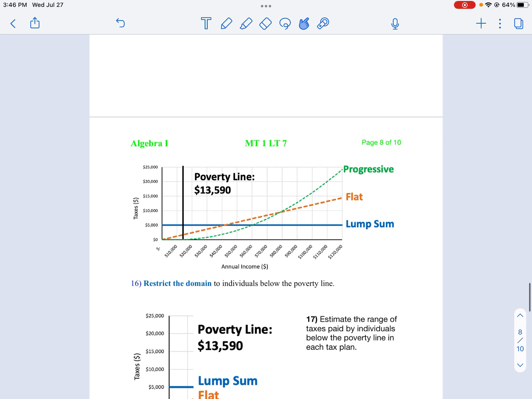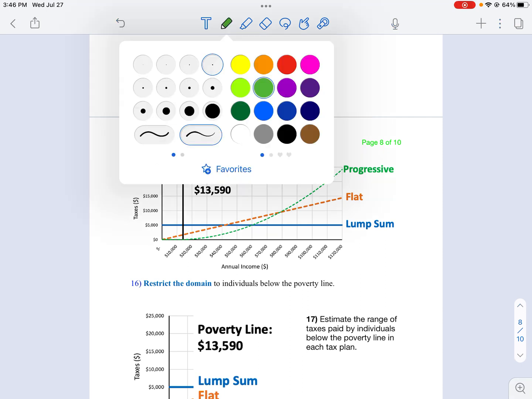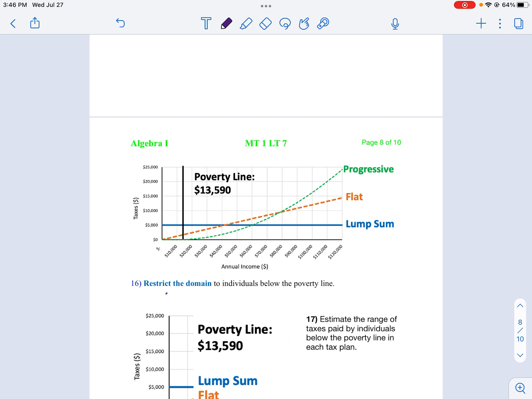I want to restrict my domain to those below the poverty line. So I'm going to say my domain is going to be the set of x, braces x, such that I'm going to start from 0 and go up to, rather than 120,000, I'm going to go up to $13,590. And there is my domain.